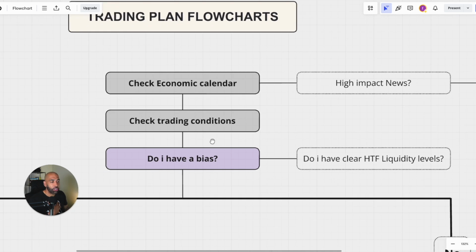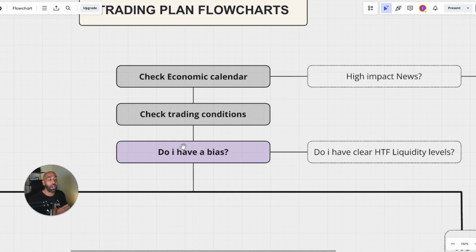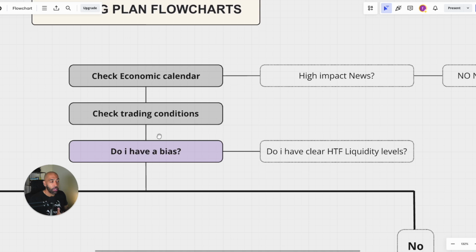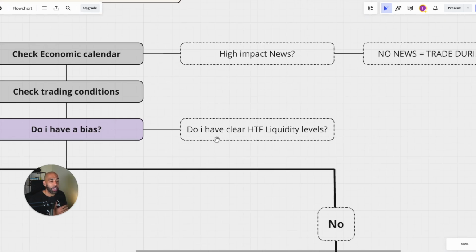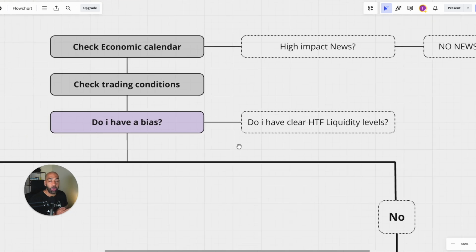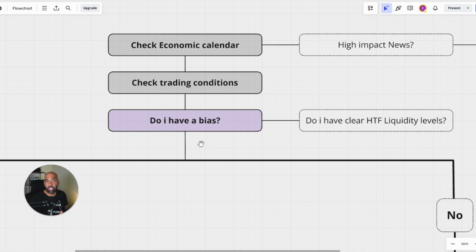And then finally, just before we get into that, do I have a bias for the day? So that for me is looking at the higher timeframes, but also, do I have levels of liquidity that are very, very clear to me? Are we at an SR level? Is there liquidity on the book map, etc.? Things like that. Do we have clear higher timeframe liquidity levels? That's where it's going to determine my bias.